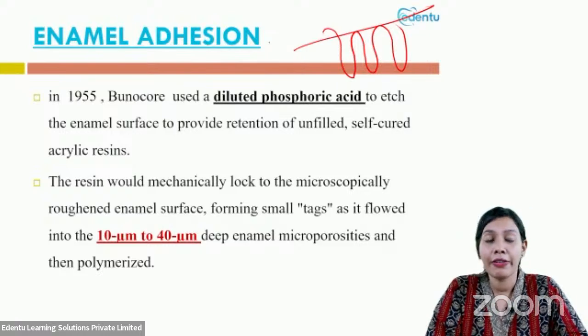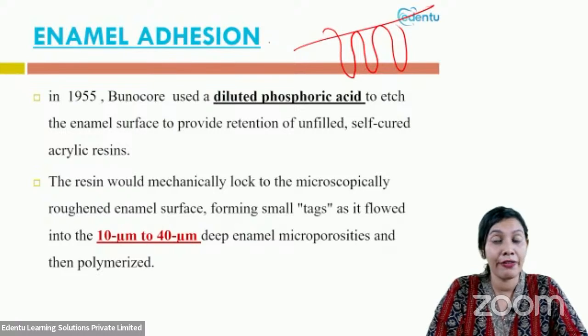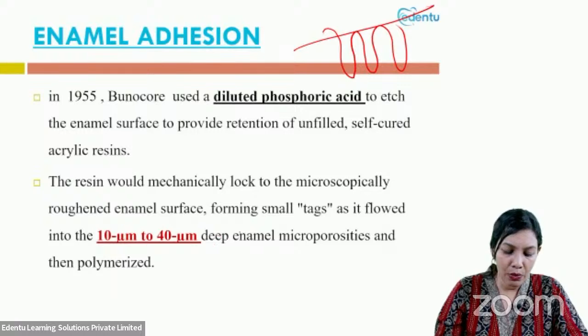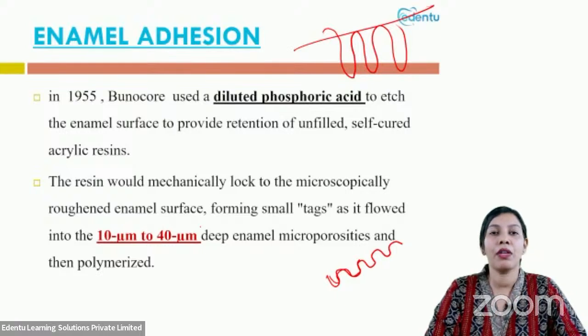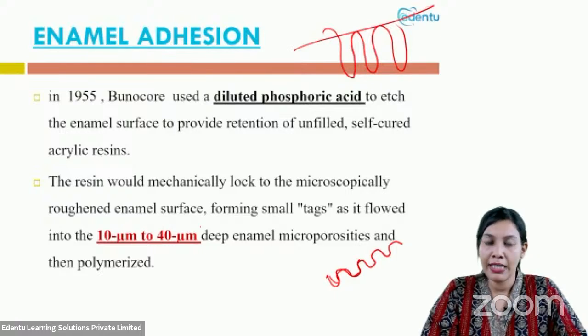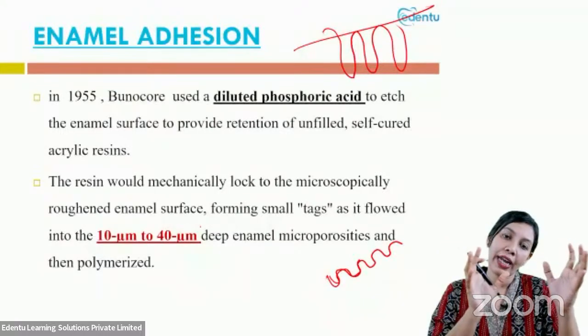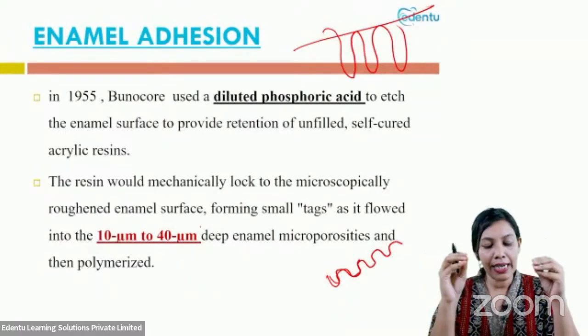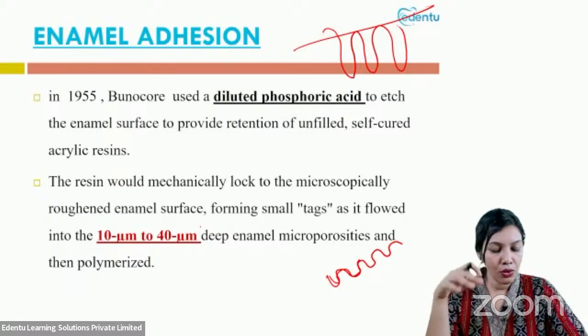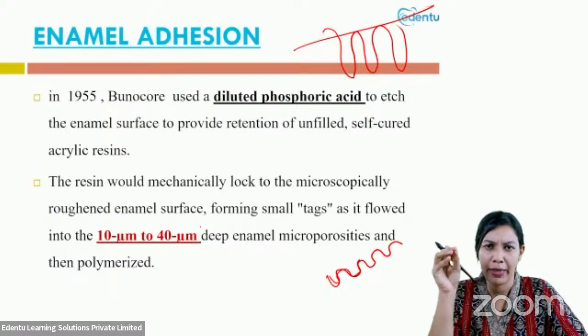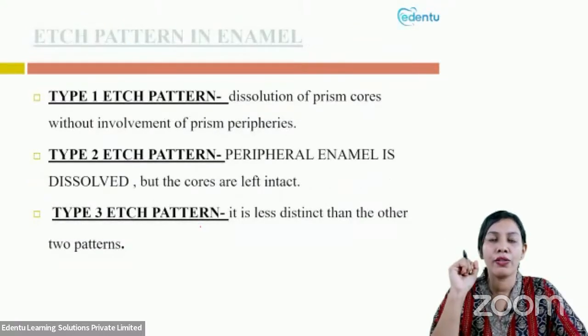Early in 1955, Buonocore used phosphoric acid for etching the enamel. So in enamel, small micro tags were formed, and into that the composite moved to a depth of 10 micrometers to 40 micrometers. Initially Buonocore brought phosphoric acid and etched the enamel so that there are small areas of microtag formation. So the etching pattern was of three types.